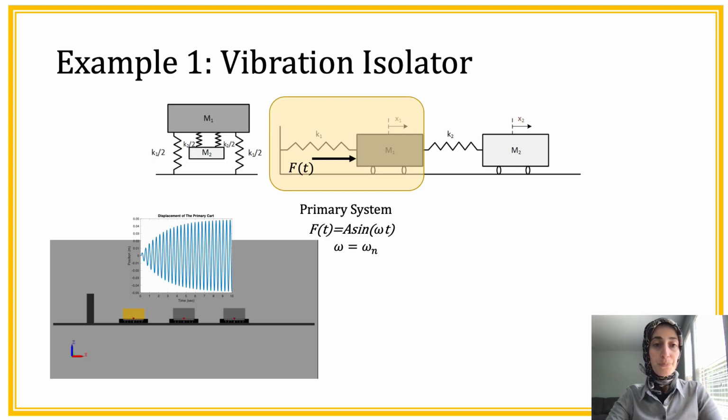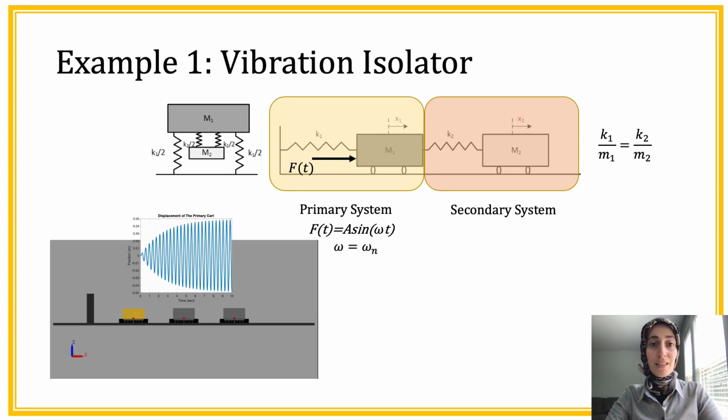As the second part, or as the main goal of this activity, they need to design a passive vibration isolator system consisting of a mass and a spring. So they need to select their parameters for the secondary system using the theory. K1 over M1: from their course, they get the equation of motion, do the calculations, and find this relation.